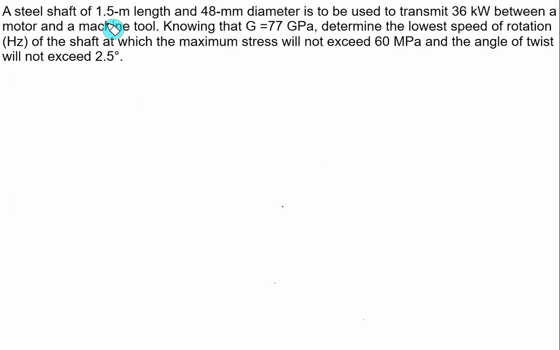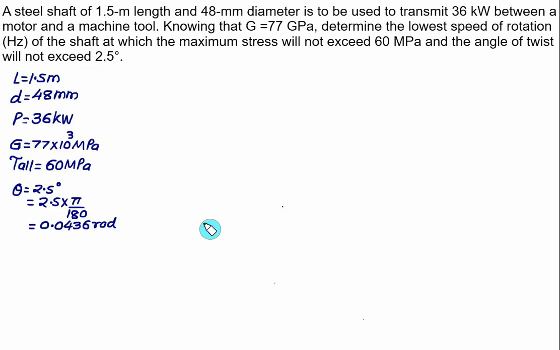A steel shaft of 1.5 meter length and 48 mm diameter is to be used to transmit 36 kilowatt between a motor and a machine tool. Knowing that the G value is equal to 77 gigapascal, determine the lowest speed of rotation in hertz, that is the frequency you have to find out, at which the maximum stress will not exceed 60 megapascal. You have to take care that the maximum shear stress should not exceed 60 megapascal and the angle of twist will not exceed 2.5 degrees.